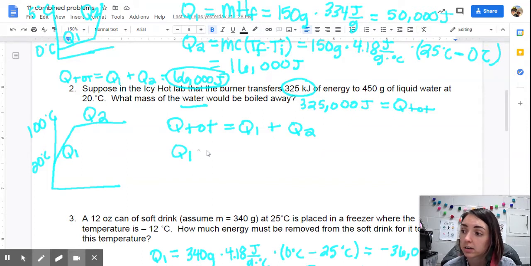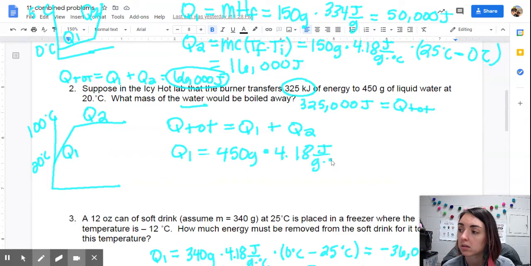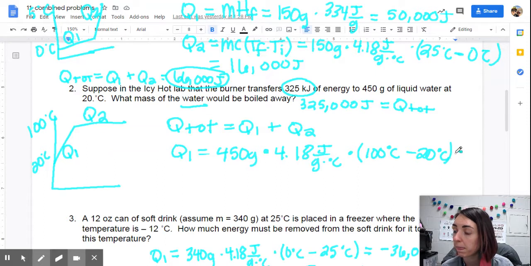So Q1, we know the whole thing is making it to 100 degrees Celsius. So this is just business as usual. 450 grams times 4.18 times 100 degrees C minus 20 degrees C. And that gives us a Q of 150,000 joules when we round to sig figs.